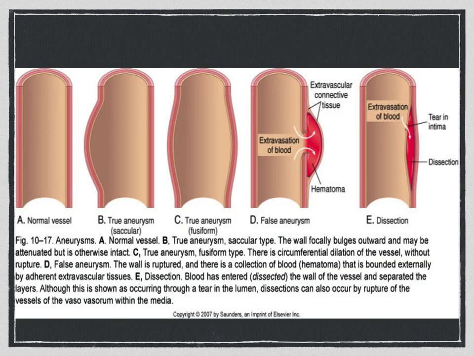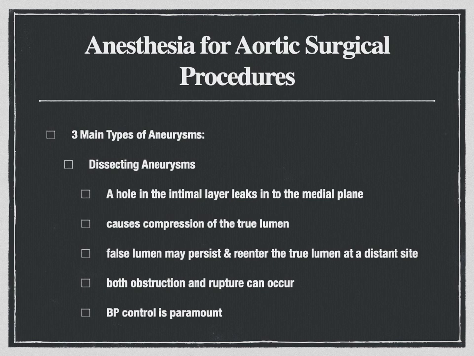And here you can see a picture of the false aneurysm, pseudoaneurysm. Next, we move on to dissecting aneurysms. That's where you have a hole in the intimal layer that leaks into the medial plane. It causes compression of the true lumen. You can have a false lumen that forms and may persist, and it will re-enter the true lumen at a distal site.